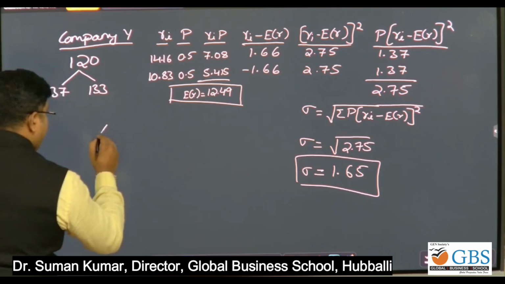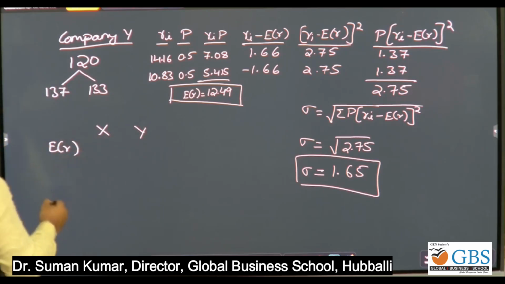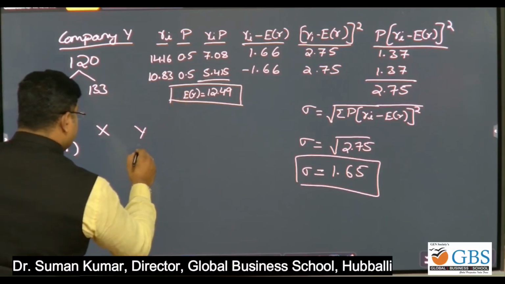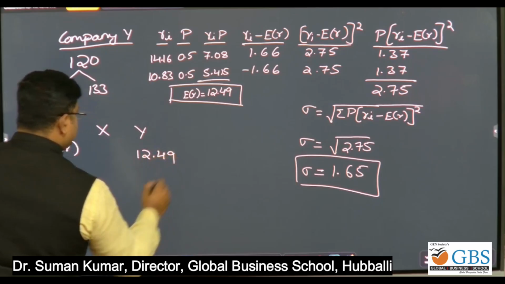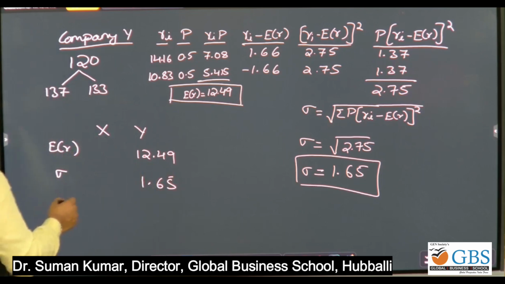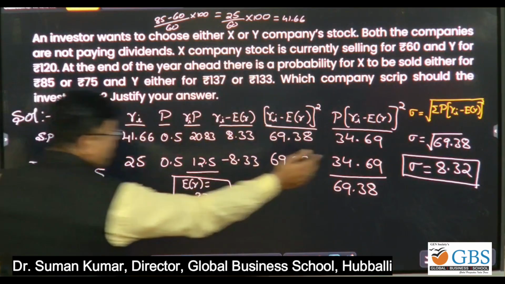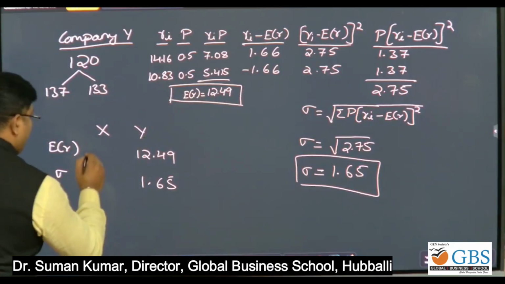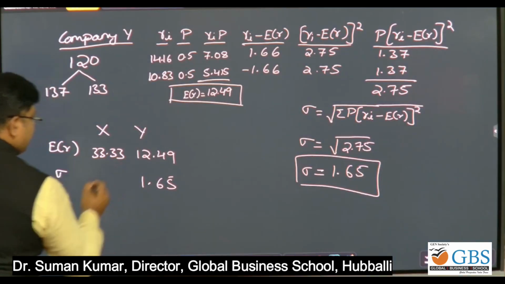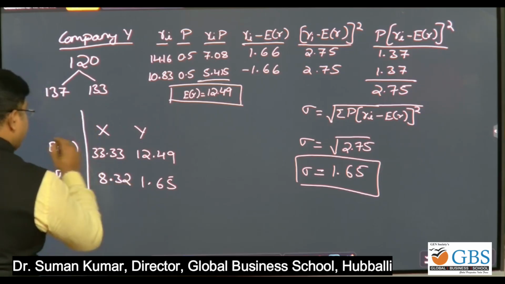So we can say company X, Y, E of R, then standard deviation. So Y I have here, that is 12.49, then 1.65. Can you please tell me what is the value of X E of R in the previous? So 33.33, then 8.32. So this is the table we have.